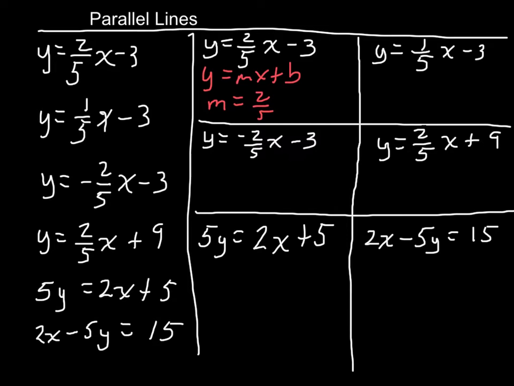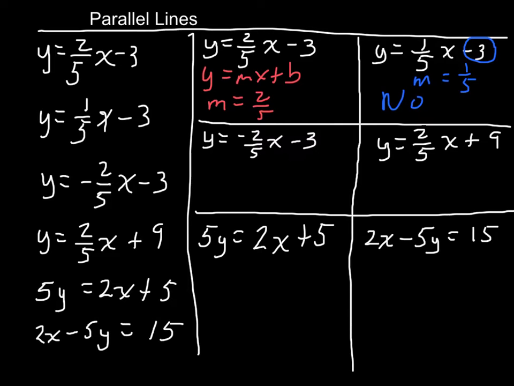So I come over here and look at this first one, and here is my m right here, and that m is equal to 1/5. Is it parallel? No, because the slopes are not the same. It doesn't matter that the y-intercept is the same as my original y-intercept. That's not important. So the fact that this right here is the same as this right here doesn't even matter. It's only what the slope is doing.